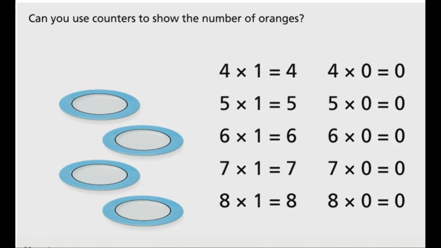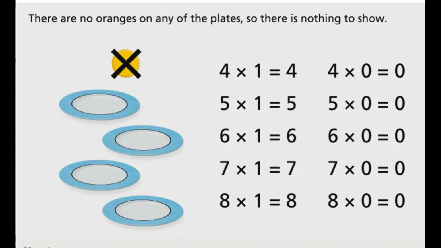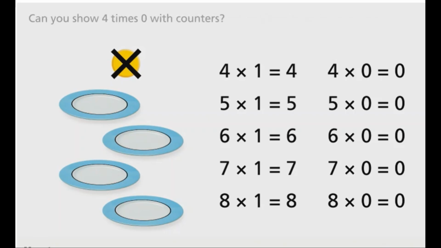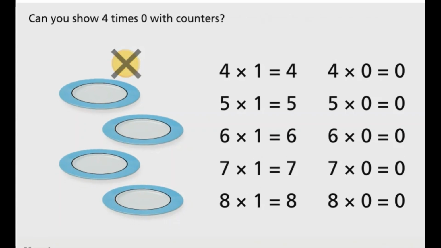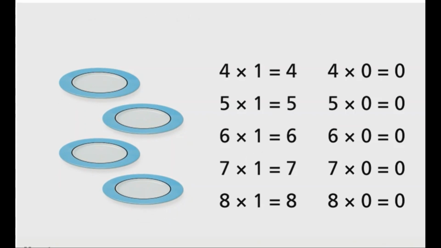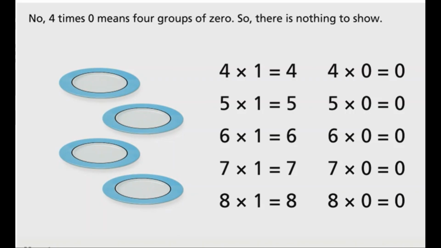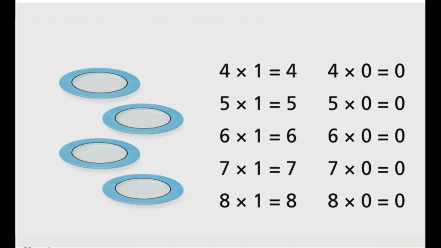Can you use counters to show the number of oranges? There are no oranges on any of the plates, so there is nothing to show. Can you show 4 times 0 with counters? No, 4 times 0 means 4 groups of 0, so there is nothing to show. Think about how this relates to adding with 0.